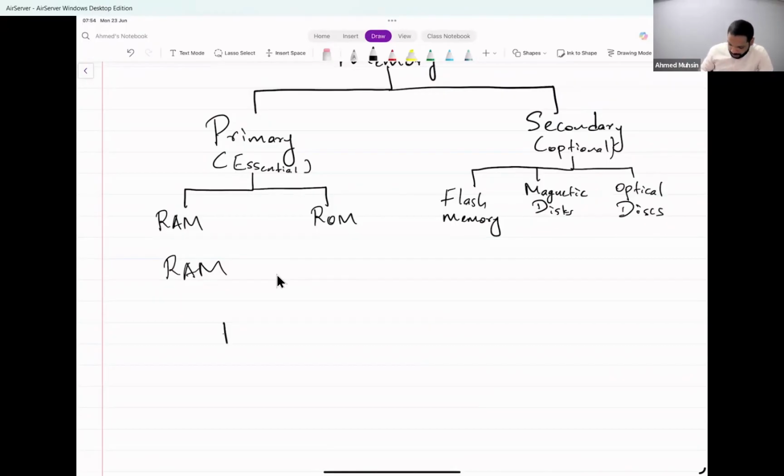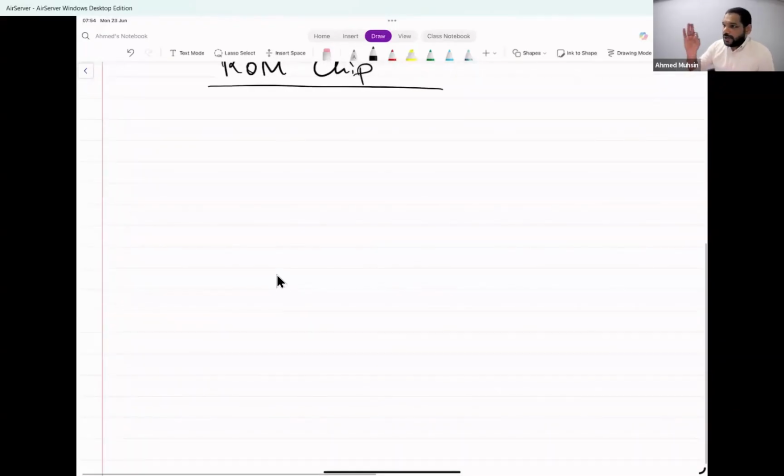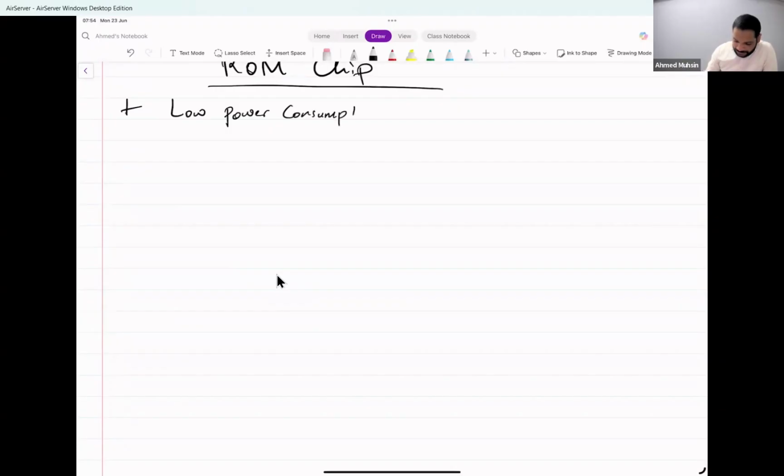I'm talking about your ROM chip, okay? Everyone, don't take it down. I'll tell you all when to take it down. Guys, your ROM chip, boys, girls, look here below. Your ROM chip has some major benefits. Benefit number 1, low power consumption. You know what this means? Benefit number 1, low power consumption means what?